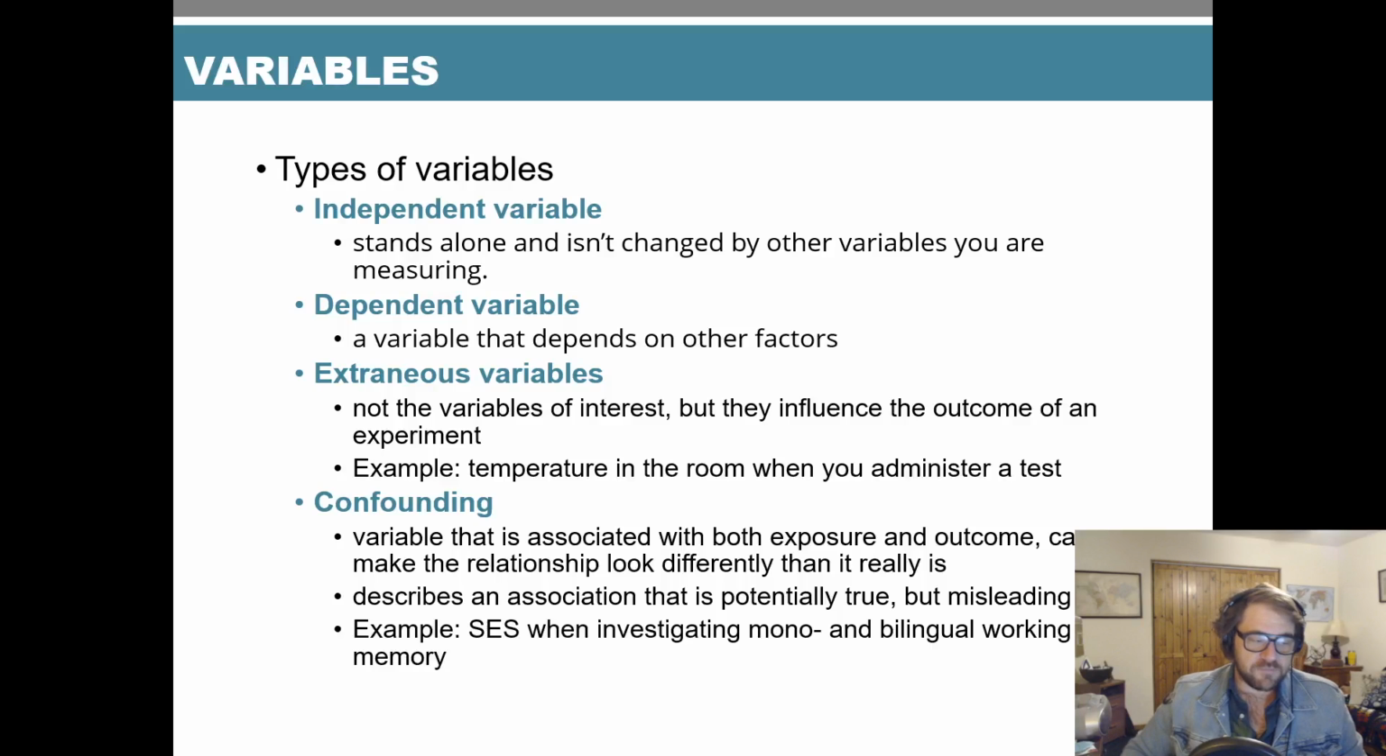You also have confounding variables. A confounding variable is one that's associated with both the exposure and the outcome and can make a relationship look different than it actually is. So you see an association that could be true, something going on between two variables, but what's actually going on is this third variable is pushing both of them. It's a misleading association between the first two.